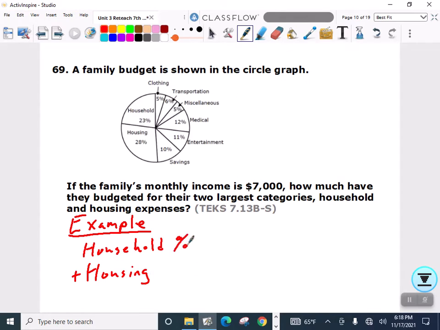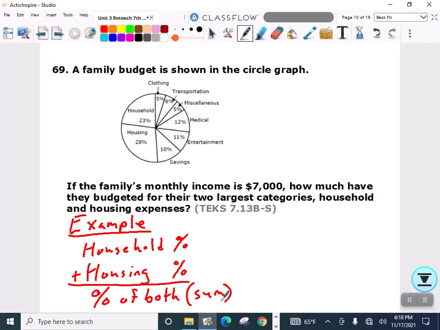We can use the percents in this calculation because we're adding. If you're only adding or subtracting and everything is a percent, you can do that. So this is going to give us the percent of both. The sum.